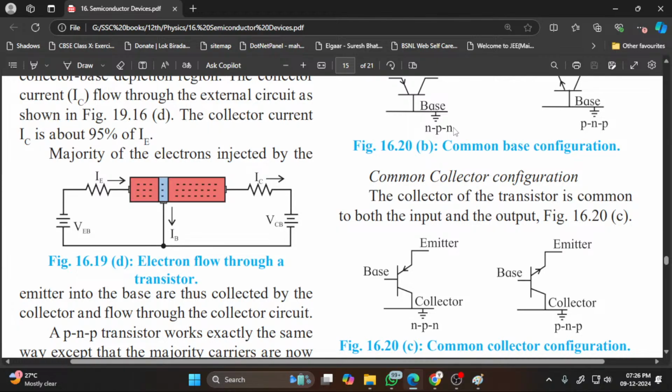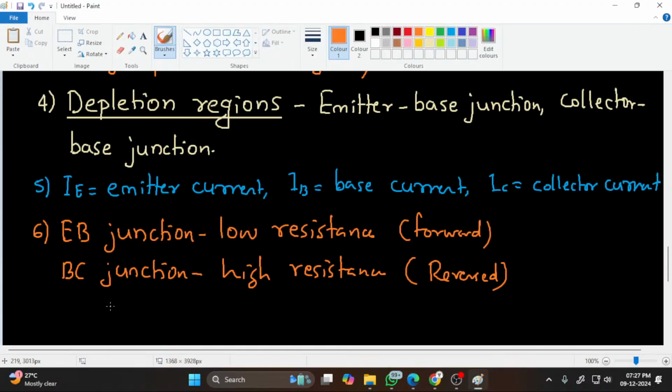Even though the collector is reverse biased, when the electrons come in, all are attracted towards the positive terminal of that collector base battery. So collector current is also very high. So in all we can write the equation: IE is the total current and that is nothing but addition of IC and IB.